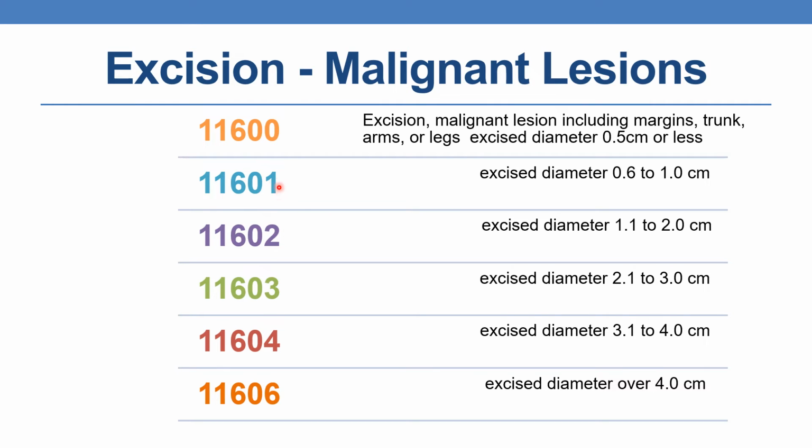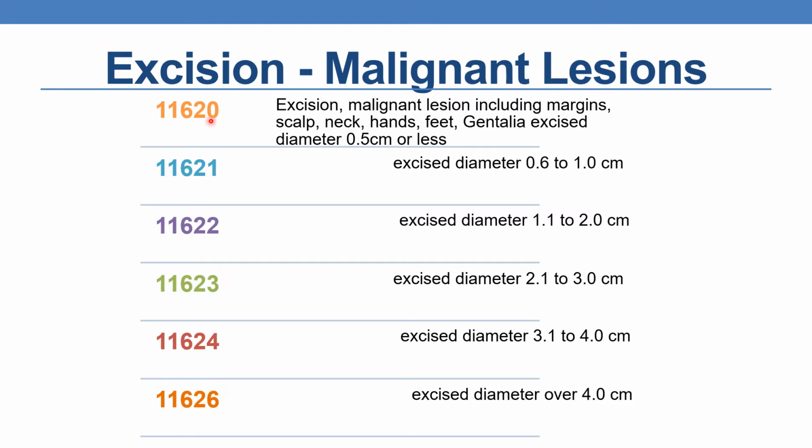So 1 means up to 1 centimeter, 2 means up to 2 centimeters, 3 means up to 3 centimeters, 4 means up to 4 centimeters, and 6 indicates if it is over 4 centimeters. In the simplest way, fifth digit 1 indicates up to 1 centimeter, fifth digit 2 indicates up to 2 centimeters, fifth digit 3 indicates up to 3 centimeters. Fifth digit 4 indicates from 3.1 to 4, that is up to 4 centimeters. Then fifth digit 6 indicates if the excised diameter is over 4 centimeters.